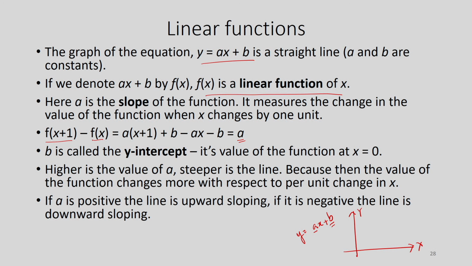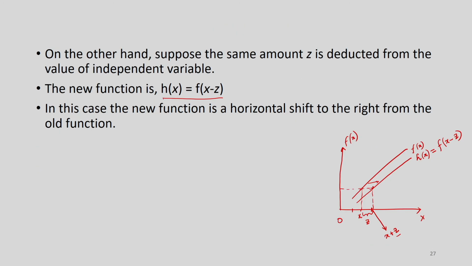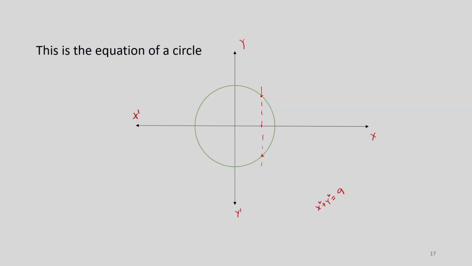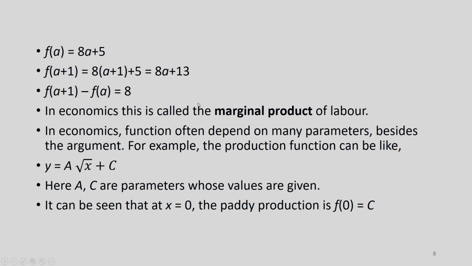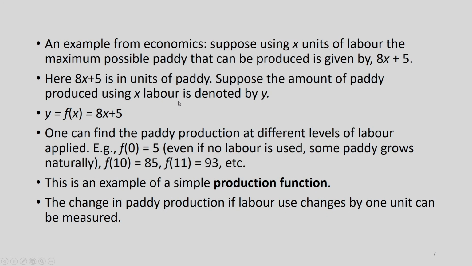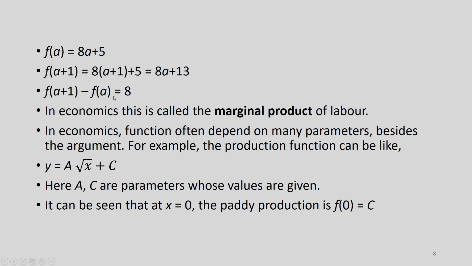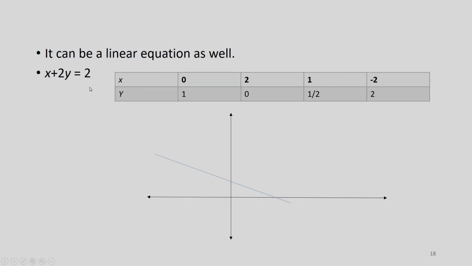So, a measures the change in the value of the function when the argument changes by 1 unit. This we have seen before in a previous example. Just remember earlier when we talked about marginal product, right. This was the example. So, here if the value of the function was changing by 1 unit, then we got something which was called the marginal product. Okay. Here is another example of a linear equation.